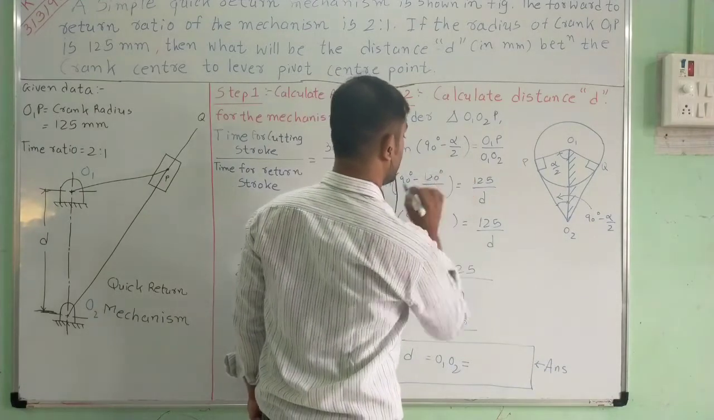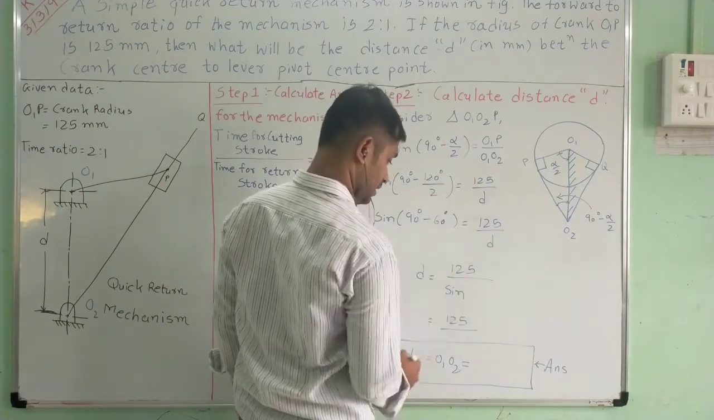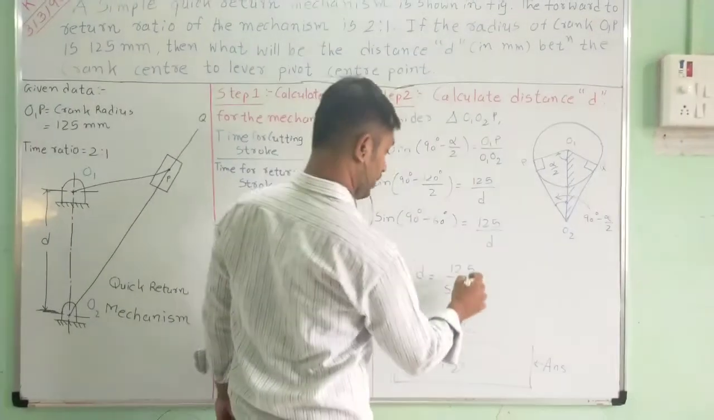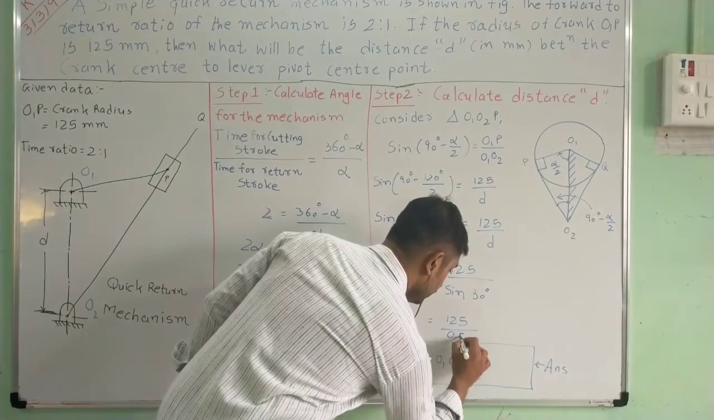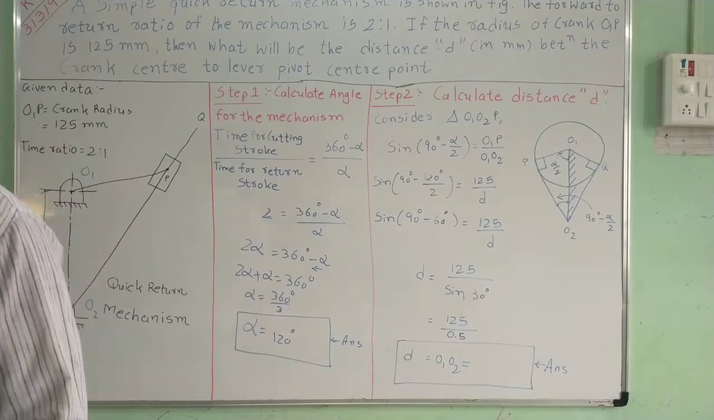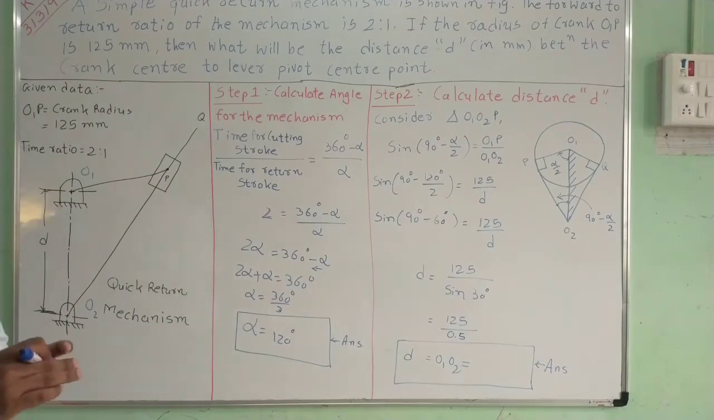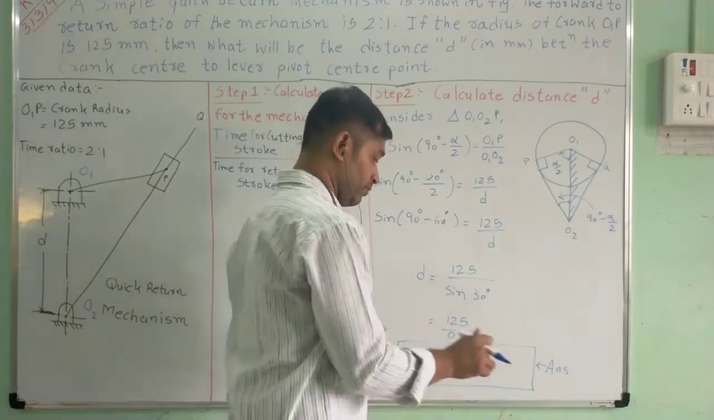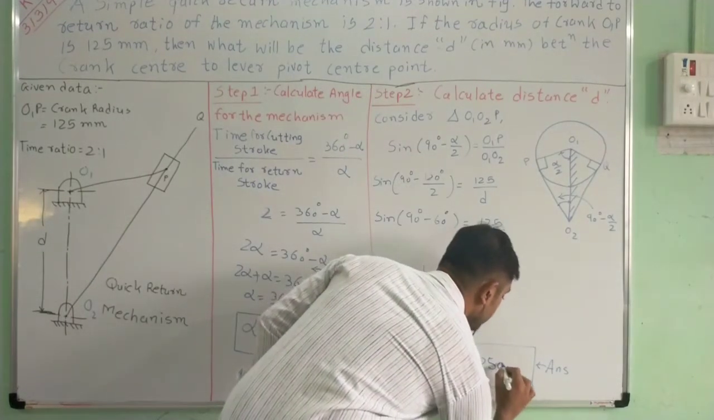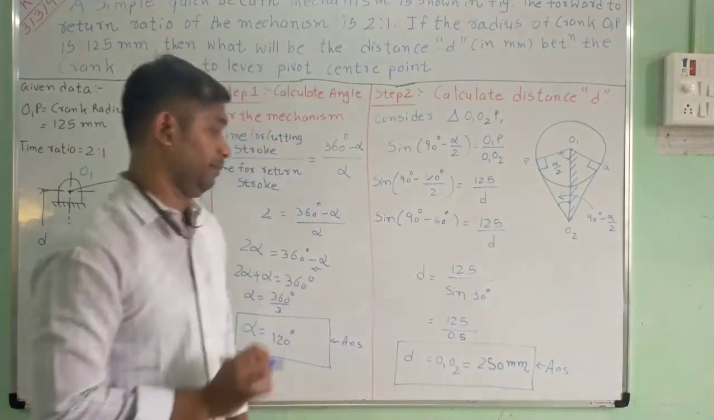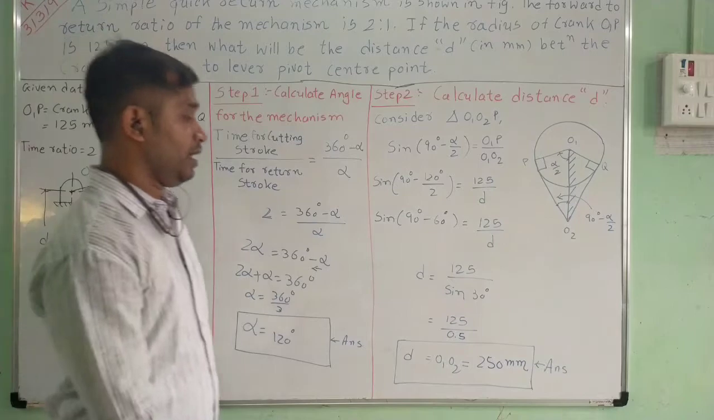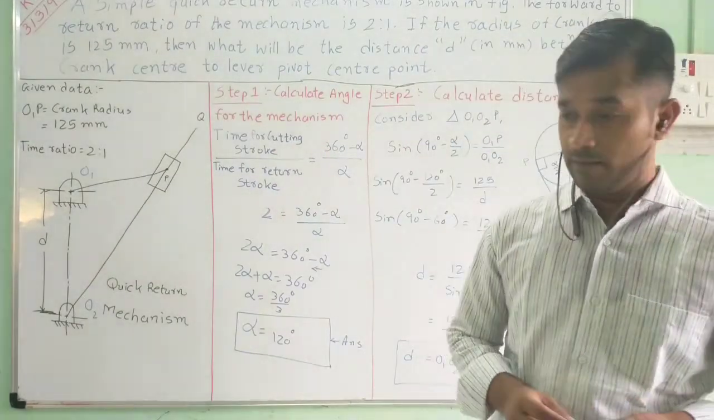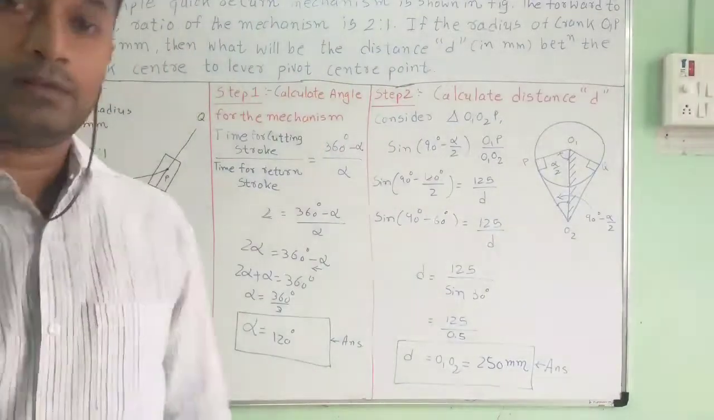So put this value in the equation: sine (90 minus 60) equals 125 upon d. Now what is sine 30? Sine 30 is 0.5. So d equals 125 upon 0.5, which is 250, and the unit is mm. Okay, so we found the center distance from the crank center to the lever point center. So the answer is 250 mm. Okay, now the next problem, again we start.